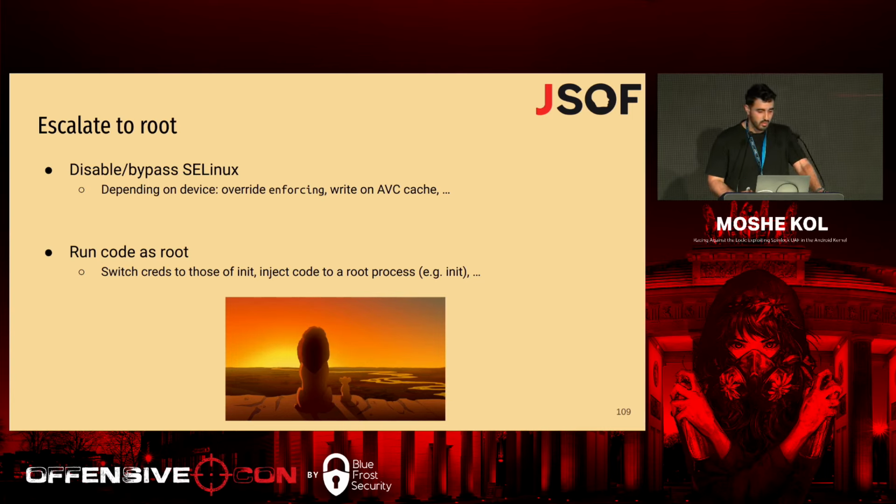Just for completeness, at this point we would like to disable SELinux and run code as root. On the Pixel 6, we override the enforcing variable of SELinux, but on other devices there are other methods to achieve that. And to run code as root, on the Pixel 6 we just stole the cred struct of the init process, which runs as root. But again, on other vendors, there are other ways to do this.